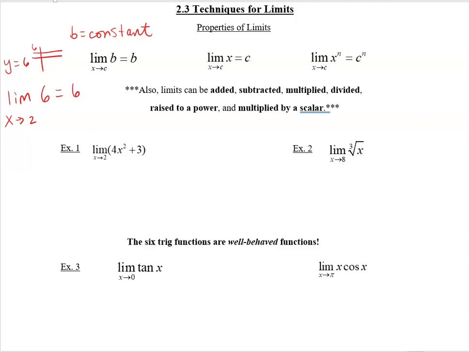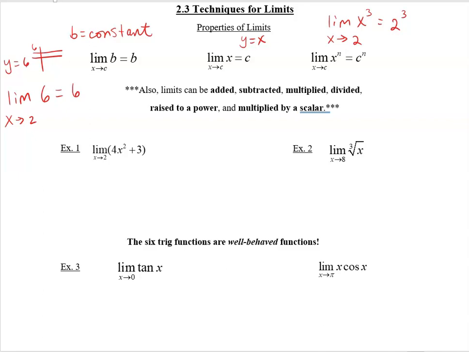It's always 6. The next property, the limit of just x, so that would be the linear function y equals x, as x approaches c would just be c. The last example, the limit of x to the n as x approaches c, that would just be c to the n, whatever that is. So if I have the limit of x to the third power, for example, as x approaches 2, that would just be 2 to the third.